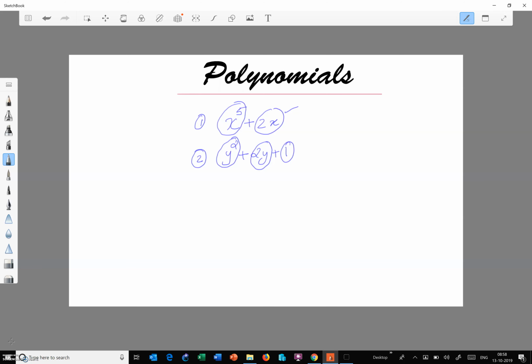So such mathematical statements that involve multiple terms are known as polynomials.